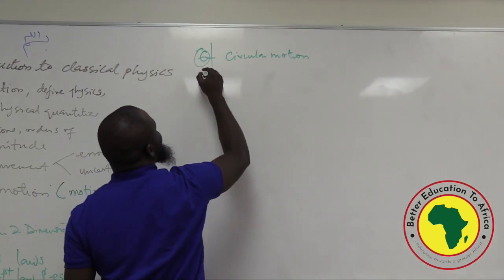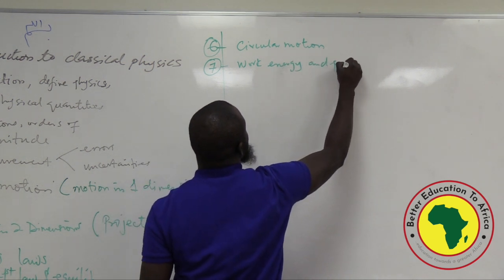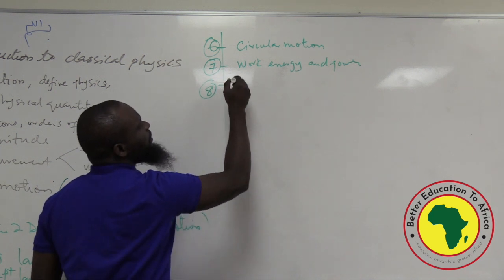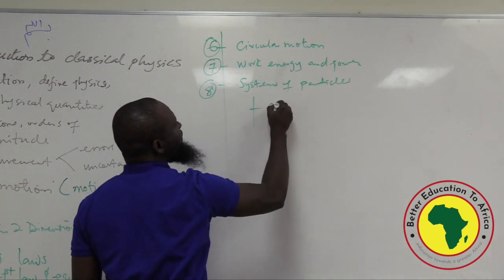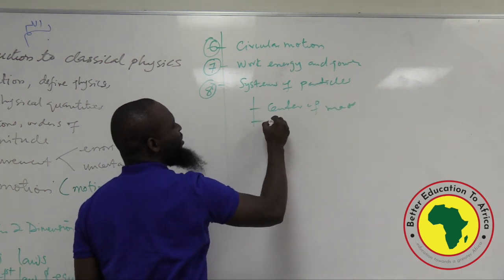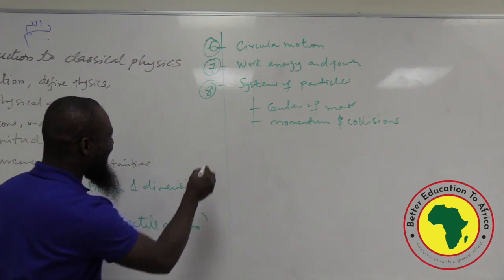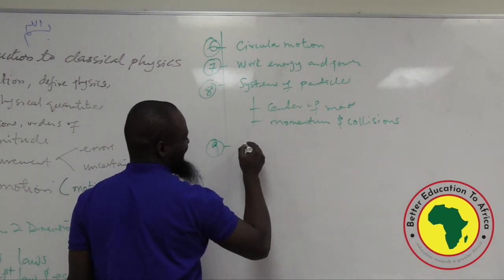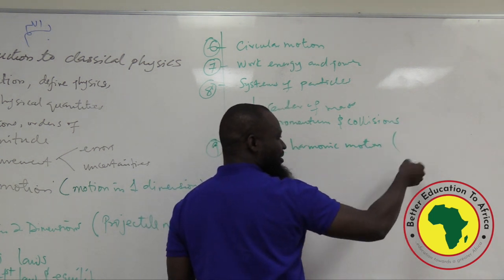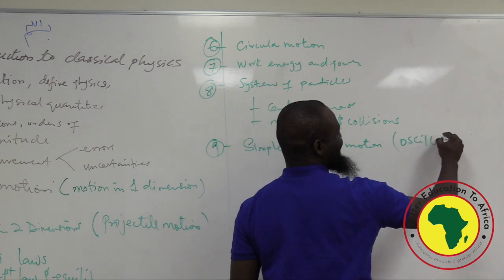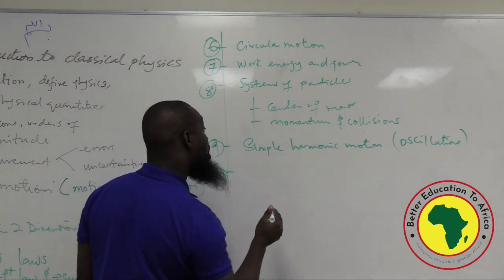After that, number 7, we'll discuss work, energy, and power. Number 8, we'll discuss systems of particles. This is where we talk about center of mass, momentum, and collisions. And after that, we come to 9. We talk about simple harmonic motion, what we call oscillations.